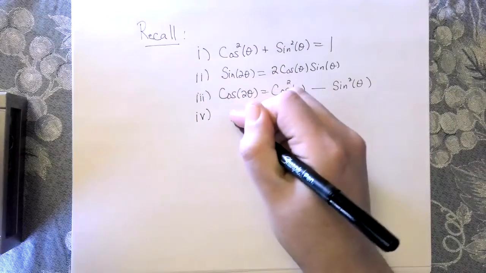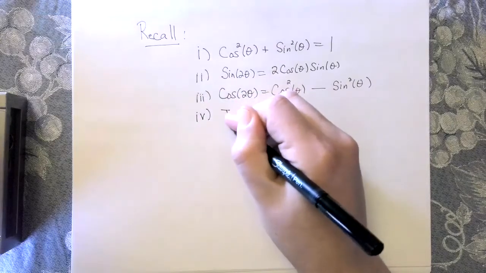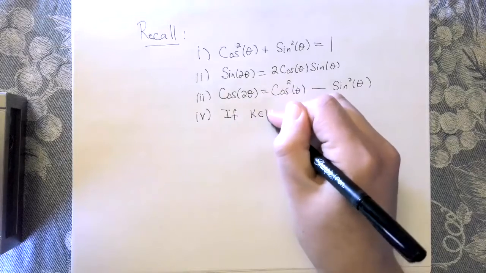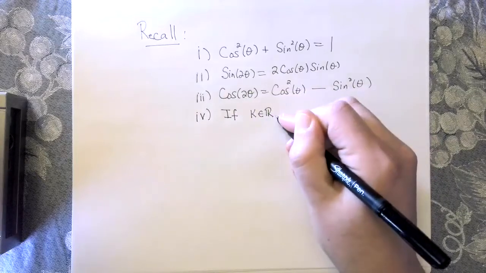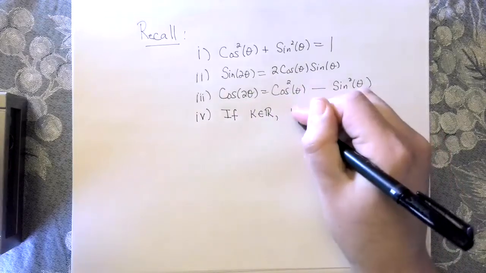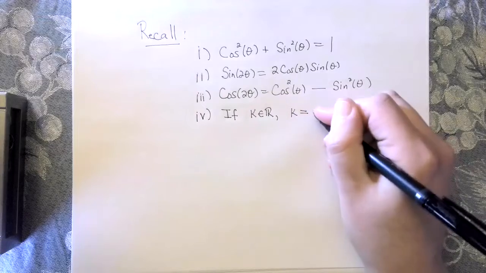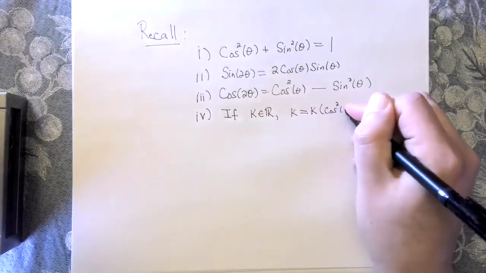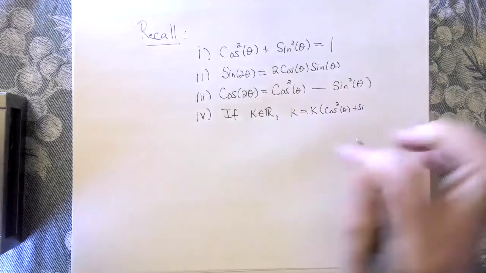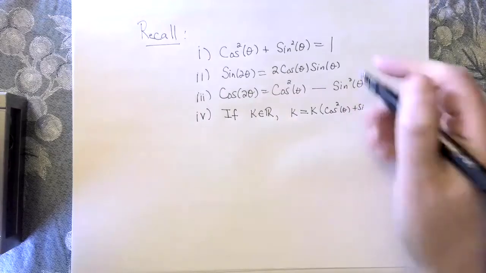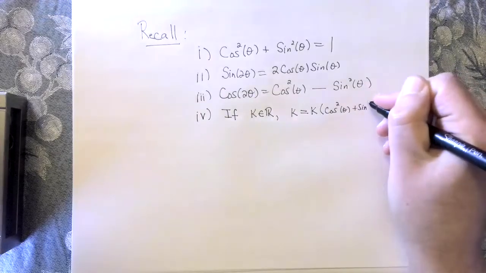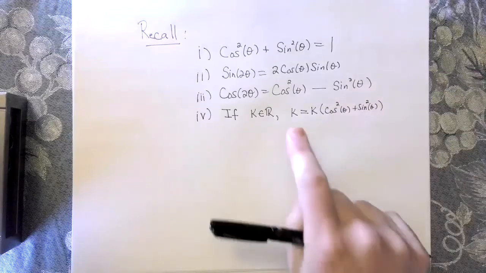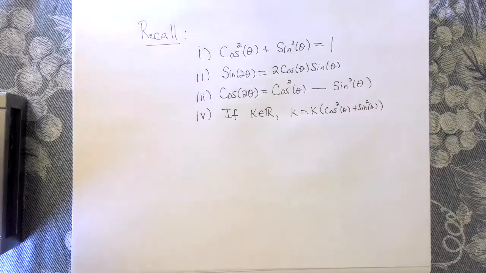We're going to need the idea that if I take any constant k, then k is equal to k times cosine squared of theta plus sine squared of theta. That's really just saying that k is equal to k times 1, which might seem obvious, but sometimes we forget that we have the flexibility to think about a constant in this way.